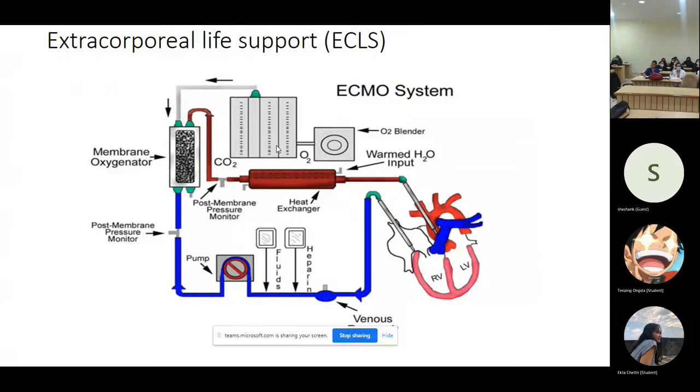Good. So when discussing the system, two large cannulas are placed through large veins and arteries. There are two types: one is venovenous and one is venoarterial, so VV ECMO and VA ECMO. The use of these two is different for different patients.